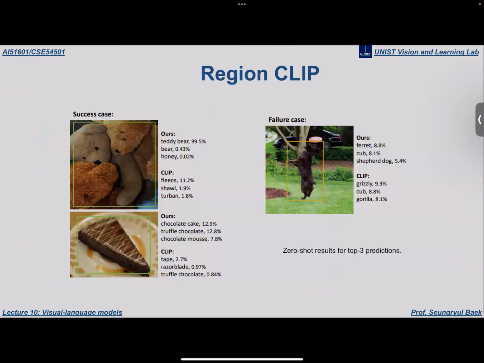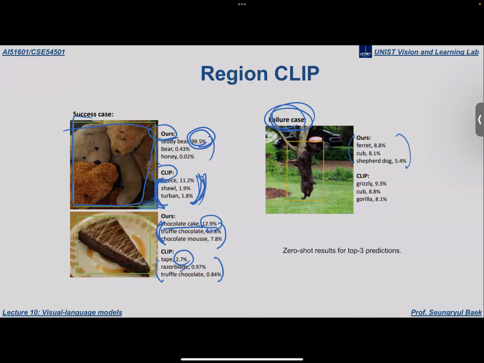And this is also similar, a top 3 result. So this is the teddy bear with the highest probability, but for CLIP, their top 3 result is not very related to this image. Ours has the chocolate cake as highest, but CLIP is doing that maybe in the wrong way. And this is also a failure case from RegionCLIP. In some cases RegionCLIP still fails.